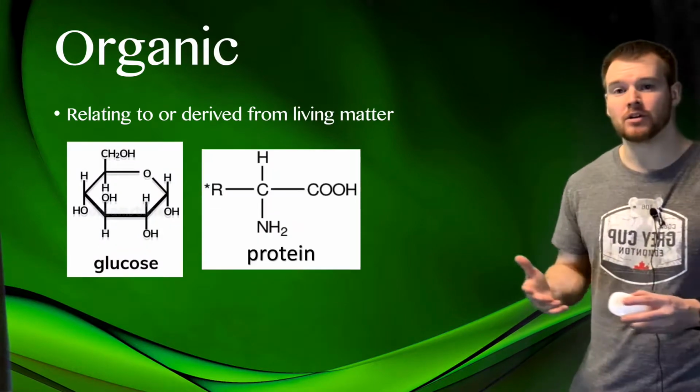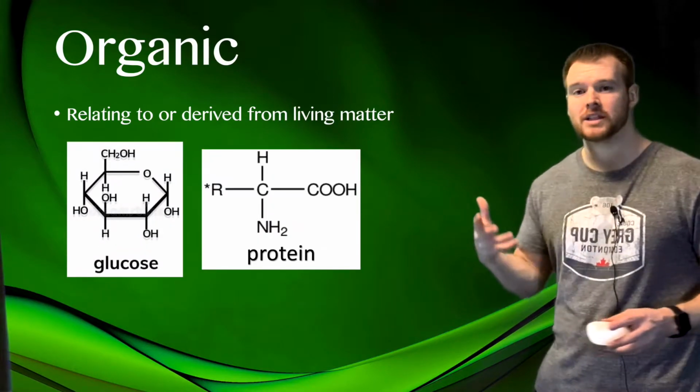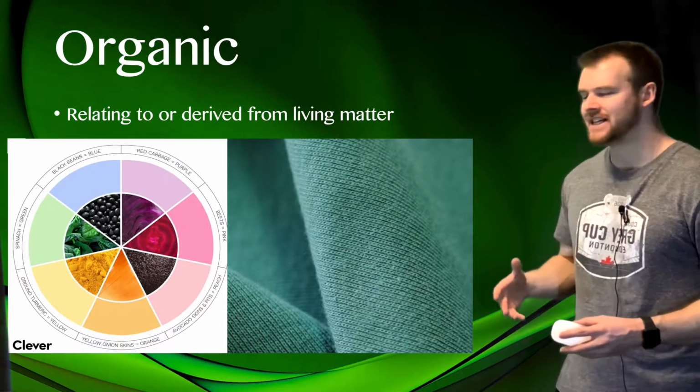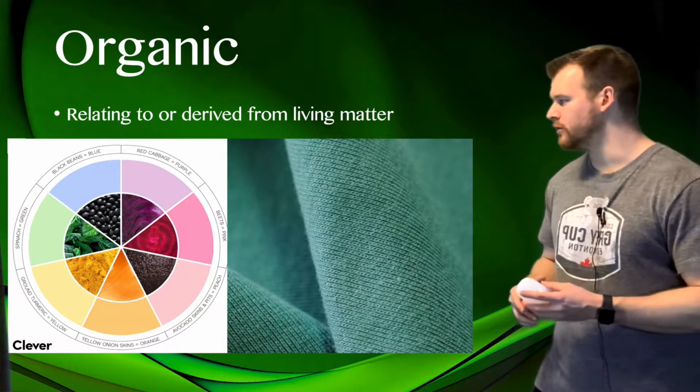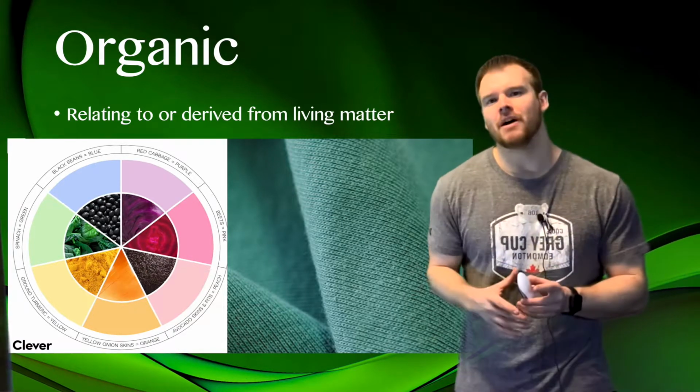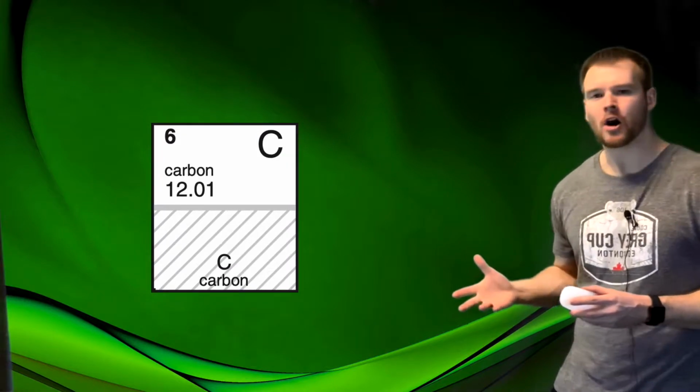And we could get into chemicals related to food, like glucose and protein, but also into types of dyes and types of fabrics that we could use for materials and other products. And when we study the chemical makeup of these living things, we find a common chemical linking them all together, and that chemical is carbon.